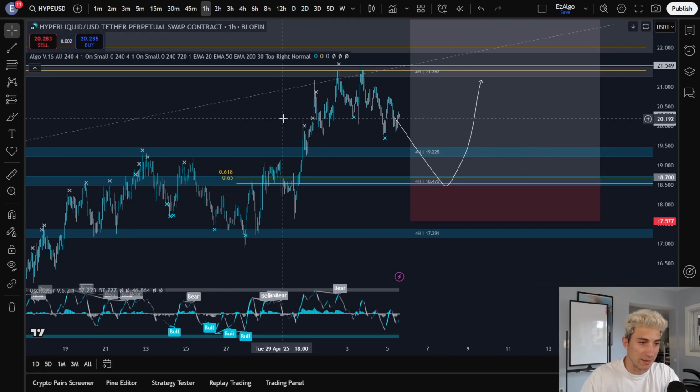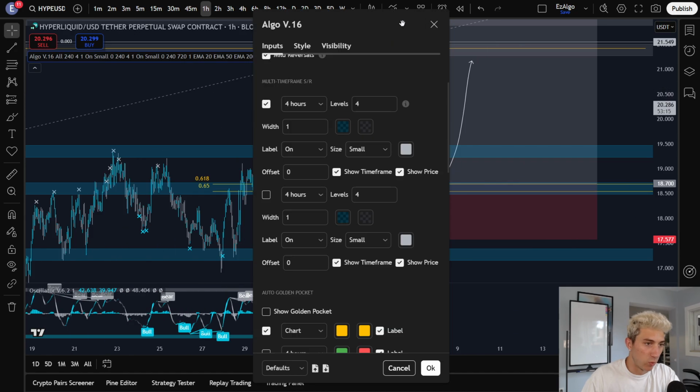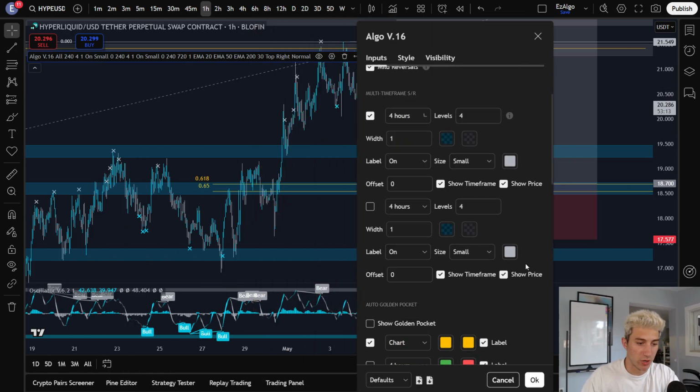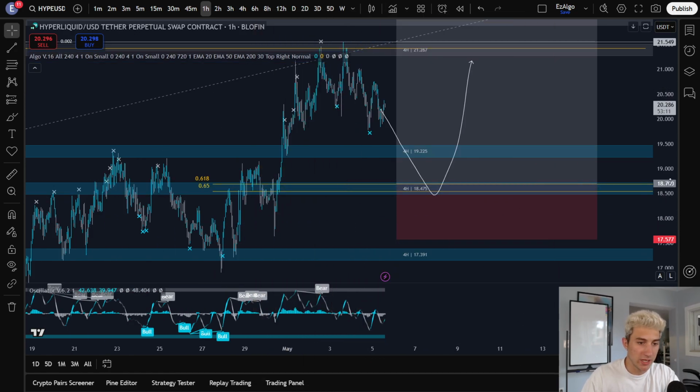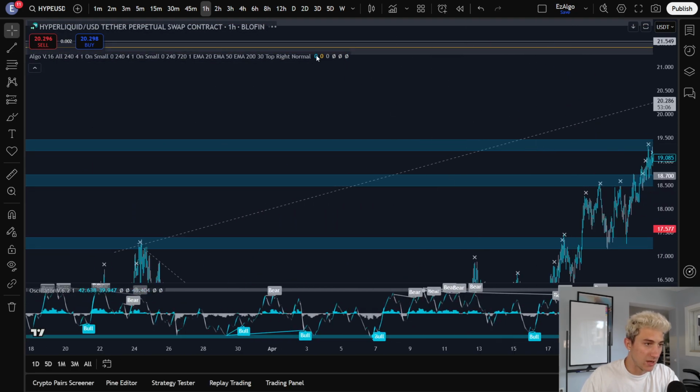I'll show you guys one more example of a key level with price history. Okay, we're looking at Hype USDT. I'm on the 1 hour time frame with the 4-hour support and resistance zones pulled up. Okay, I'm looking at this long idea here on Hype. We have a 4-hour support zone, again with price history.